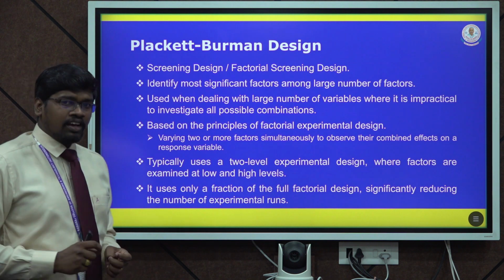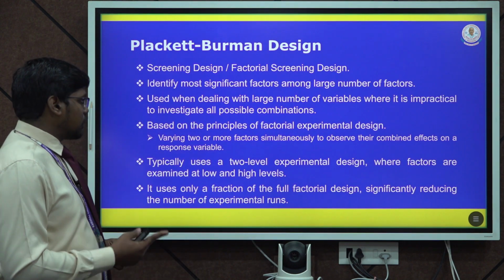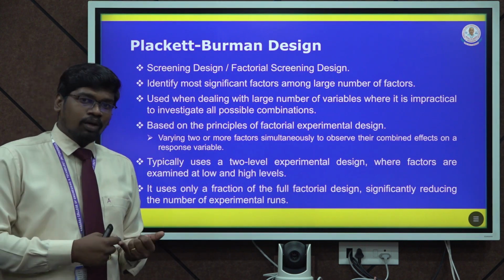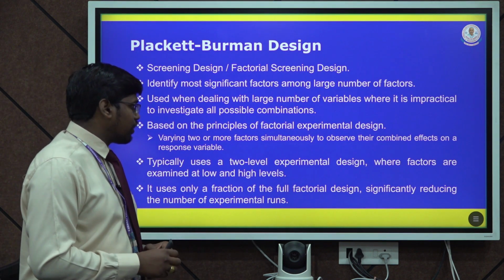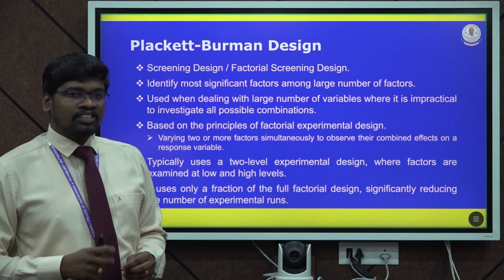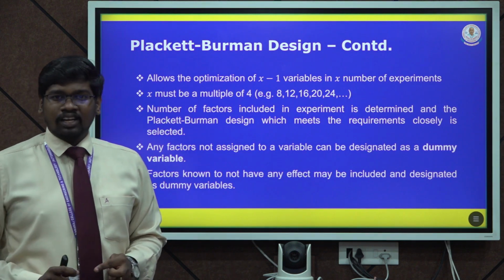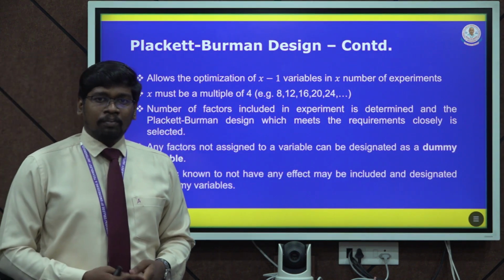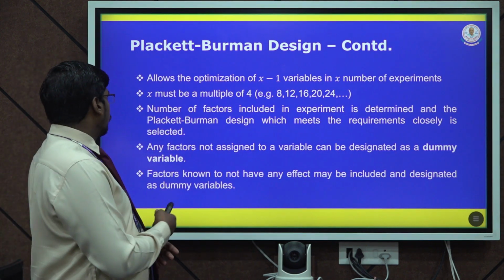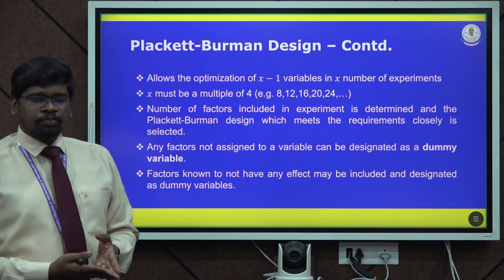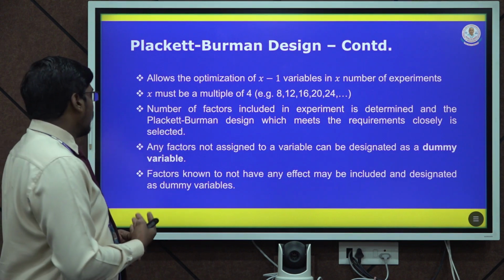Plackett Burman design uses a 2-level experiment design, where the factors are given at a low level or a high level. It only uses a fraction of the full factorial design, hence it is called a fractional factorial design. In Plackett Burman design, it allows the optimization of x minus 1 variables in x experiments. So, if we want to optimize 7 variables, we can do only 8 experiments in this method. Only by 8 experiments we can identify the influential factors among the 7 variables.